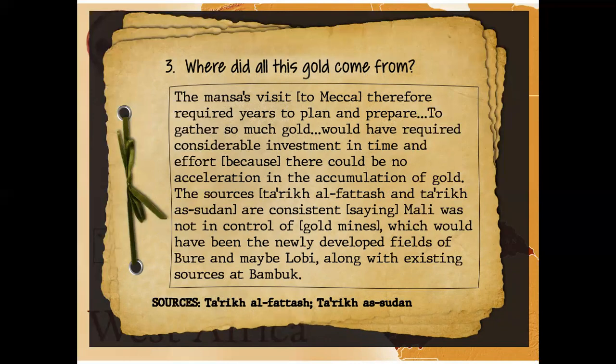Let's read the source. The Mansa's visit to Mecca therefore required years to plan and prepare. To gather so much gold would have required considerable investment in time and effort because there could be no acceleration in the accumulation of gold. The sources, Tarikh al-Fattash and Tarikh as-Sudan, are consistent saying Mali was not in control of gold mines, which would have been the newly developed fields of Bure and maybe Lobi, along with existing sources at Bambuk.